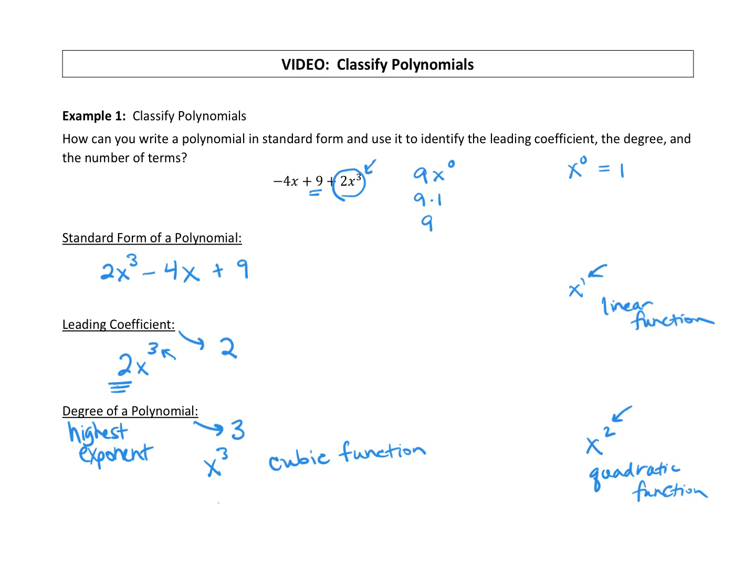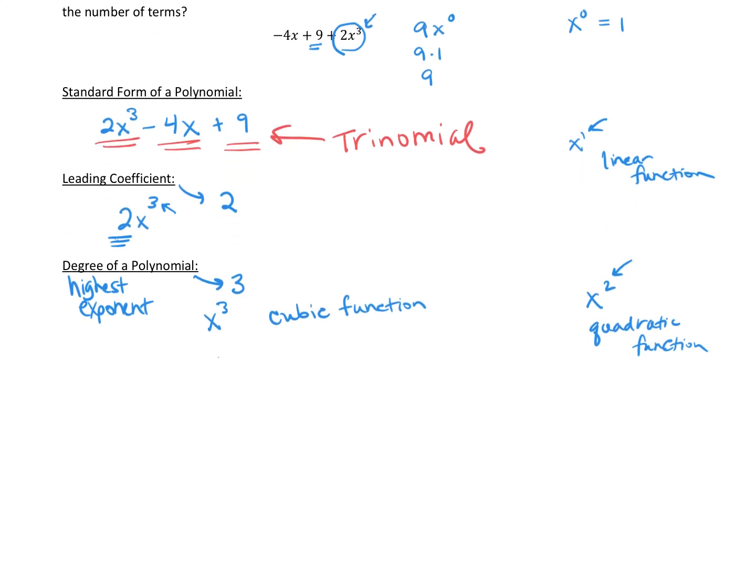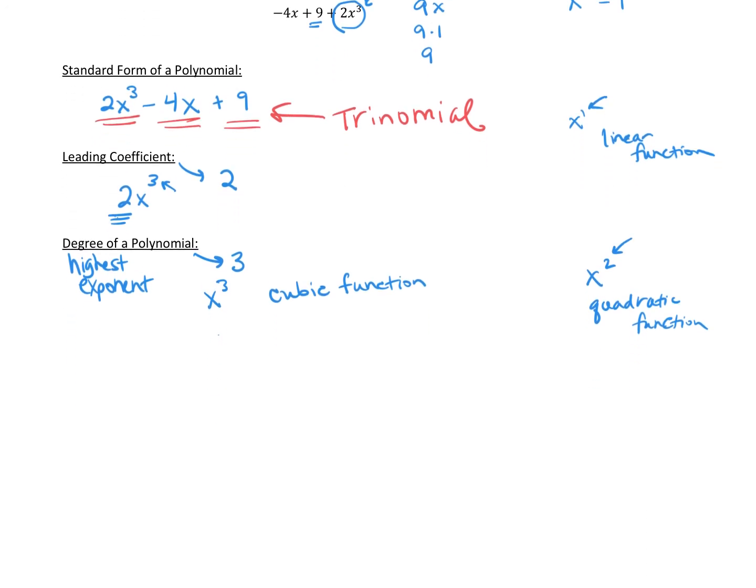And then because this polynomial has 1, 2, 3 terms, we would call this a trinomial. If we had something that had 2 terms, let's say 2x plus 1, 2 terms, that's a binomial. So you guys have seen some of these words before, so we're just bringing them back in, reminding you what they are.